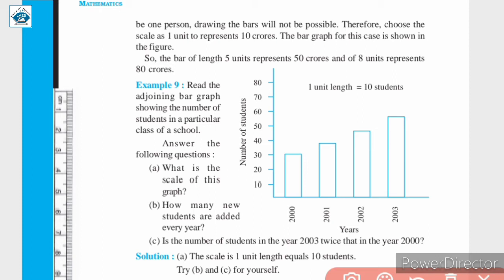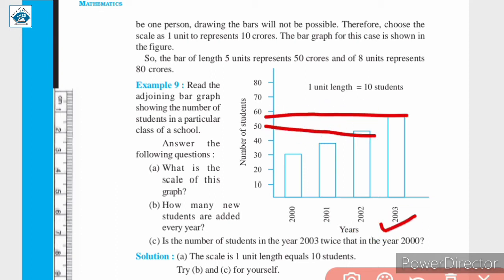So here we are given some questions. First of all, we are asked that what is the scale of this graph, which I have already explained. It is 1 unit length is equal to 10 students. The scale is 1 unit length equals 10 students. Next, how many new students are added every year? So here in the year 2000 it was 30. In the year 2001 it was 40. Similarly, in the year 2002 it was 50. In the year 2003 it was 60.